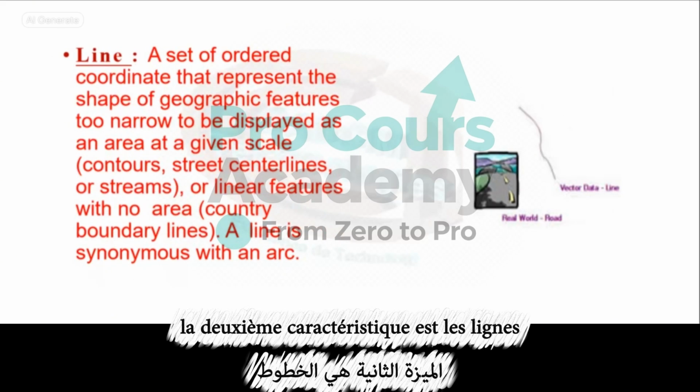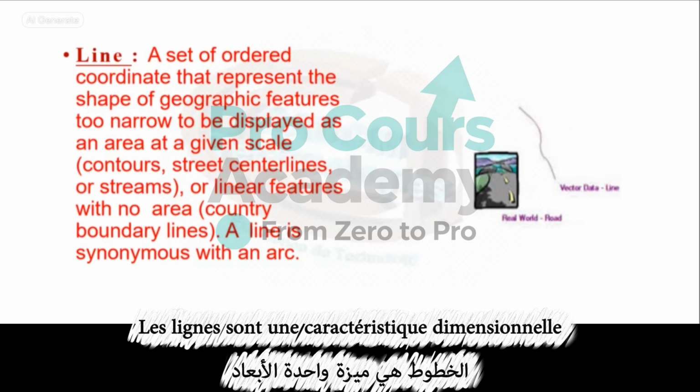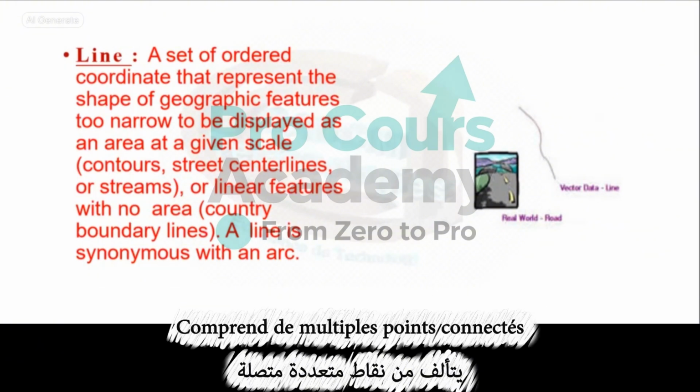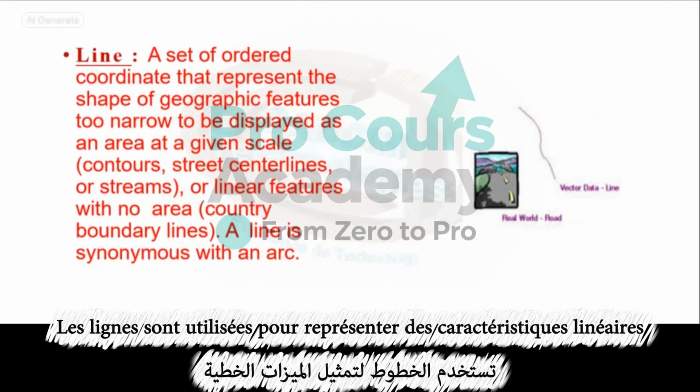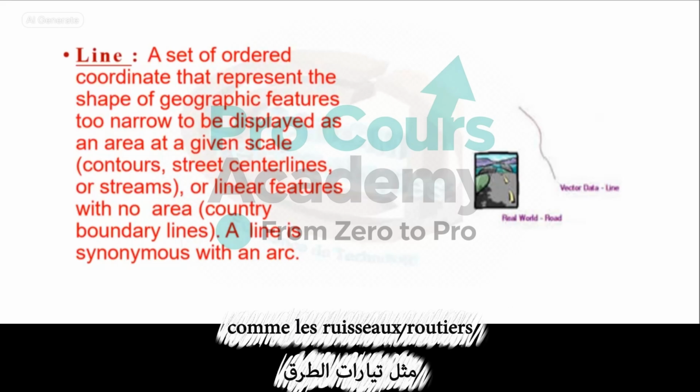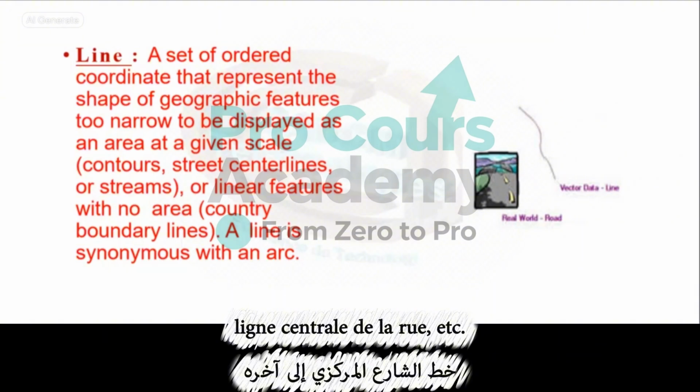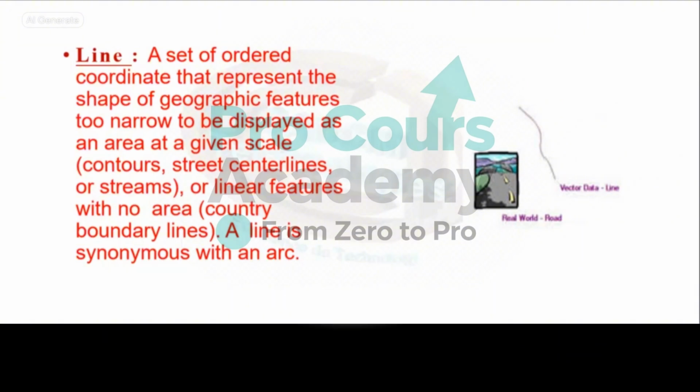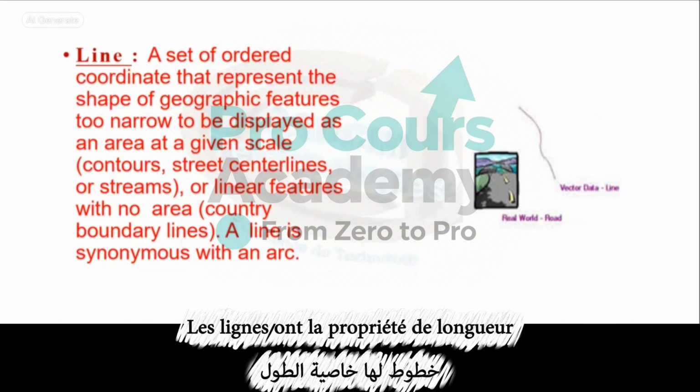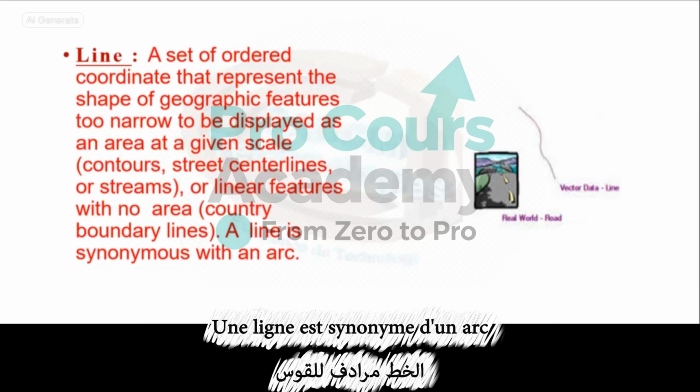The second feature is lines. Lines are a one-dimensional feature, comprised of multiple connected points. Lines are used to represent linear features, such as roads, streams, street center lines, etc. Lines have the property of length. A line is synonymous with an arc.